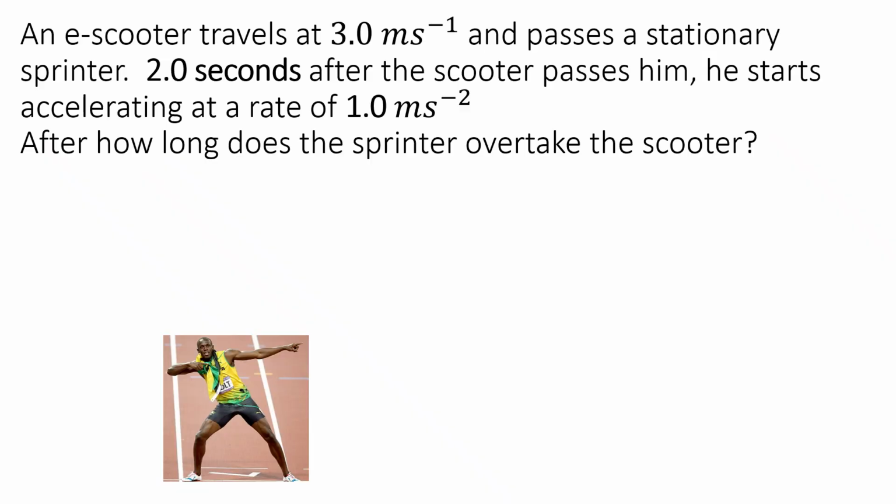An e-scooter travels at a constant velocity of 3 meters per second and passes a stationary sprinter. 2 seconds after the scooter passes him, the sprinter starts accelerating at a rate of 1 meter per second per second. After how long does the sprinter overtake the scooter?